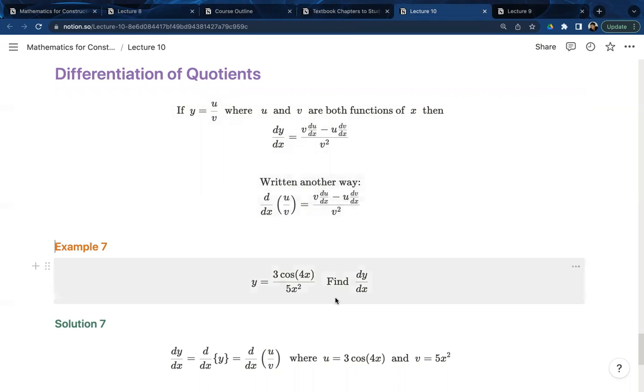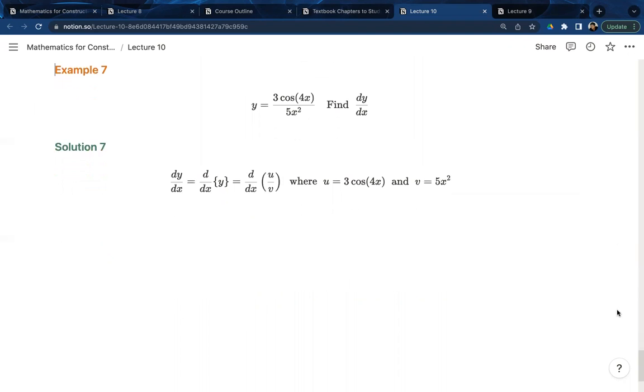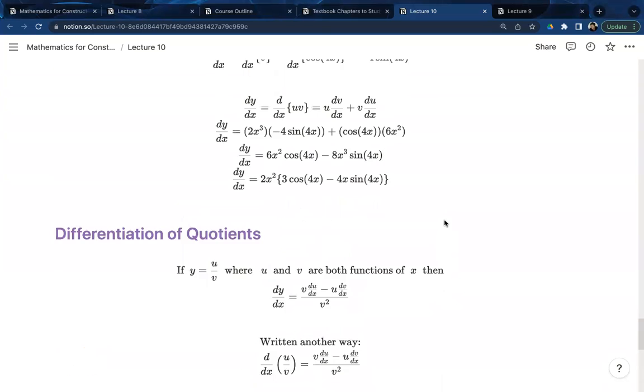So let's see what happens. Look at this example here: 3 cosine 4x over 5x squared. Find dy dx. Take your time. dy dx is the derivative of y. y is u over v, where u is 3 cosine 4x and v is 5x squared. So again, we have to find du dx and dv dx.